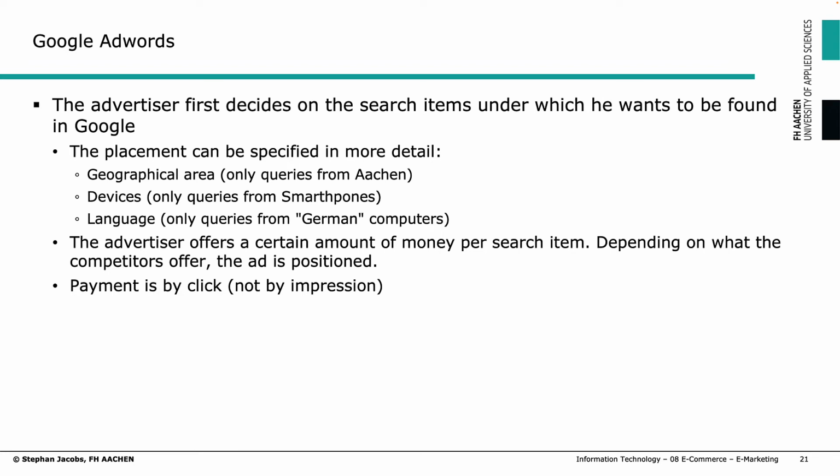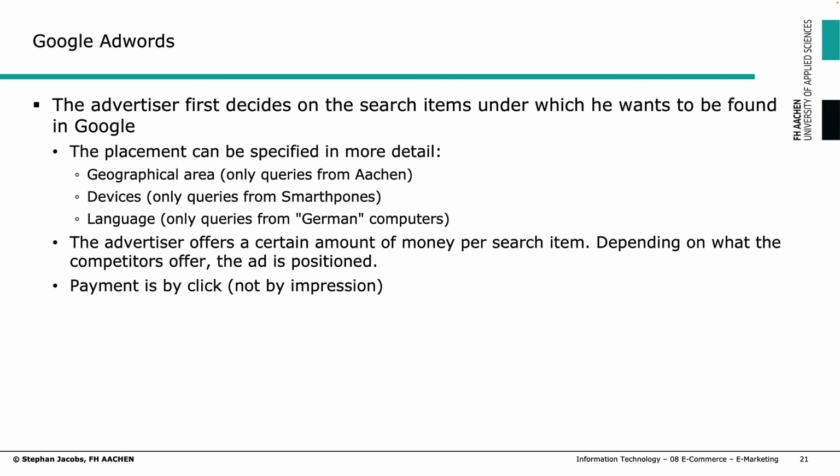In addition, you can later on filter where you would like to be placed. So you could argue, if you have a local store, I only want to be found, or I only want to show a display ad if the request comes from a geographical area close to Aachen. Or you could argue, I would only like to be shown on a certain device like a smartphone.